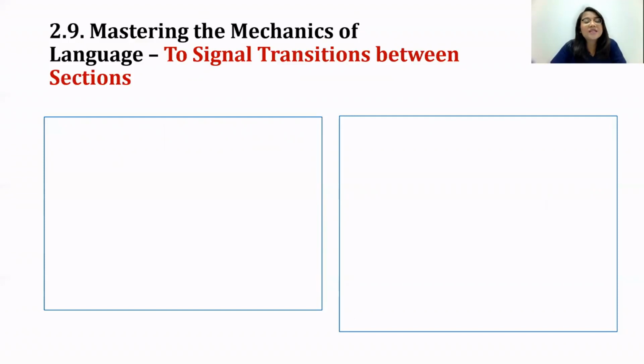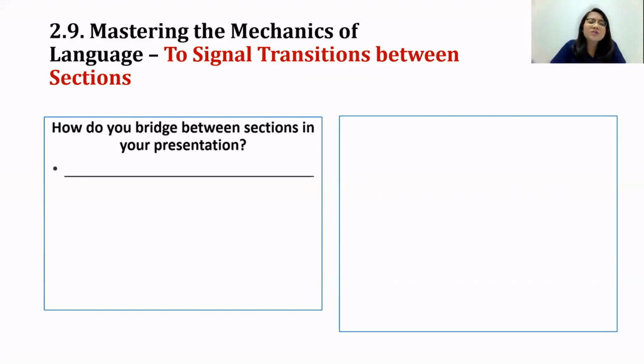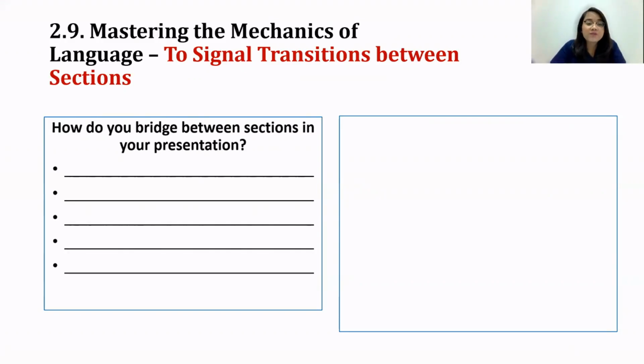The next one is the signal transitions between sections. It's very common to have a lot of sections in one presentation, and we need to provide bridging, right? We need to provide signals to tell the audience that we're about to move to a new section, so they won't be confused. And how do you usually do that? How do you usually bridge between sections in your presentation? What do you usually say? Write it down on the left side of slide 15.